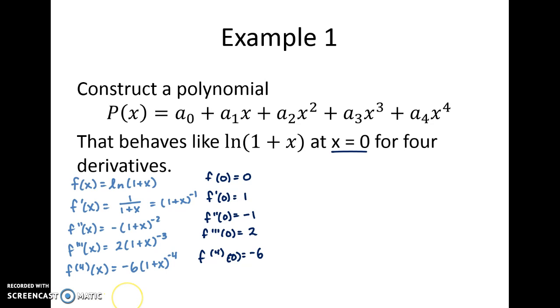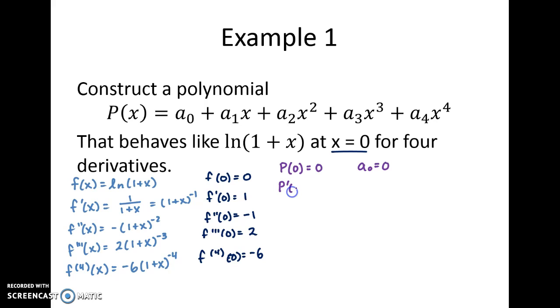Okay, so now we know what our function does at each of those 4 derivatives at 0, so we want our polynomial to do the same thing, which means that we want p of 0 to be just like f of 0. So we want p of 0 to be 0, and noticing that if you plug in 0 for x, p of 0 is just a sub 0. So that means a sub 0 is 0.